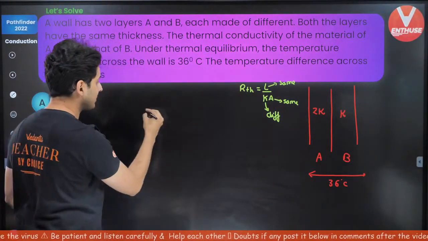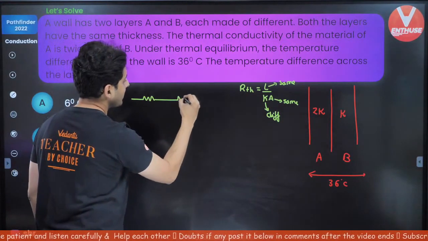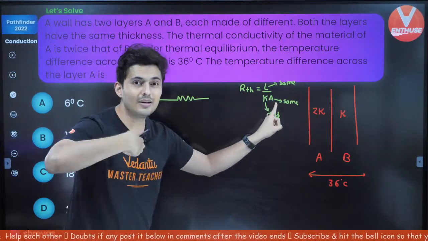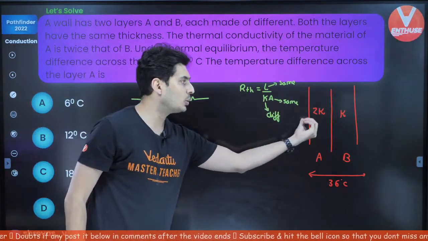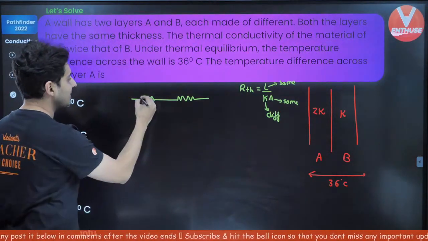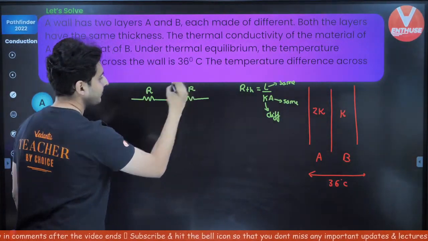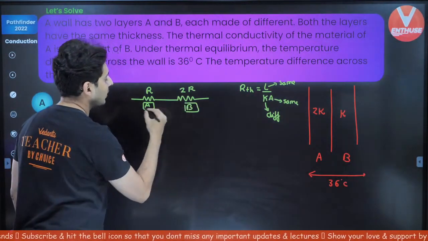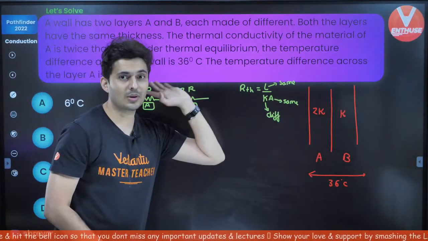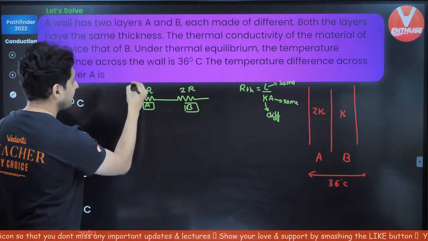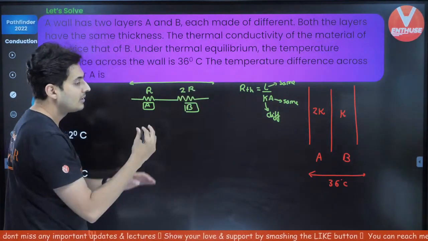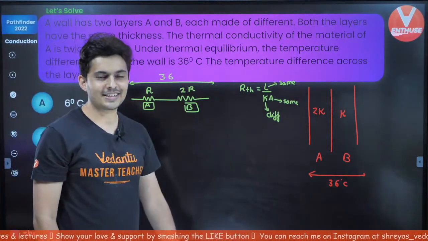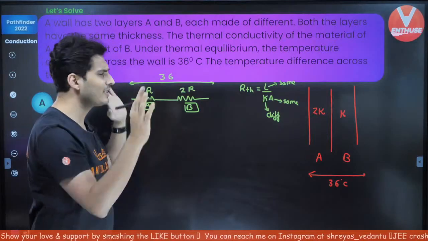So if you convert it into resistances, all I will have is two resistors in series, one after the other. Because R is inversely proportional to K, if this is 2K and that is K, that means resistance-wise, this will be R and this will be 2R. Does that make sense to you? This is your wall A and this is your wall B, or layer A, layer B. Inversely proportional, you can see that. And as per the question, the entire temperature difference, which means voltage difference, is 36. That's how you need to convert it. Think of it like 36 volts.